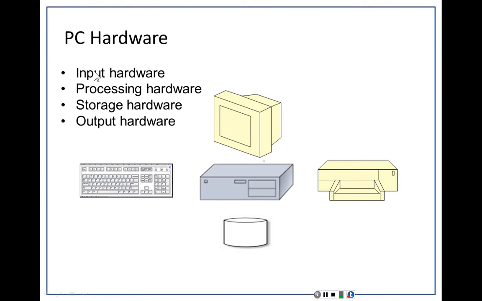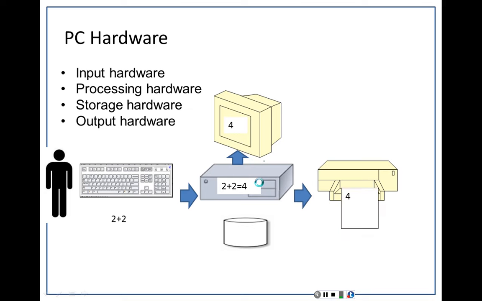So let's turn to page 3, the components of a personal computer. A personal computer is made up of input hardware, processing hardware, storage hardware, and output hardware. For example, a user types 2 plus 2, which is the data, into the input device, the keyboard, and presses the enter key. The 2 plus 2 gets added up. It gets processed by the processing hardware in the system unit. And then the data can be output to the monitor, which is output hardware, or the data can be output to the printer, which is output hardware, or the data can be stored to the hard disk, which is storage hardware.